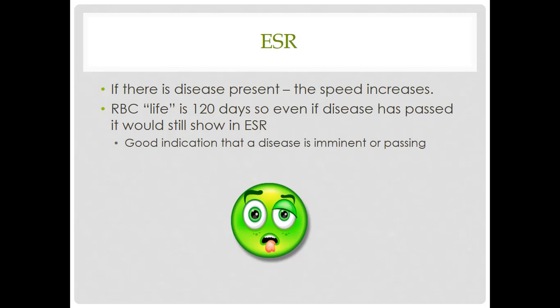A red blood cell life is 120 days, so even if the disease has passed, it will still show in the estimated SED rate. So you could have had the flu 2 weeks ago, but the estimated SED rate reading will show that you've got some sort of inflammation going on because it's affected. It has damaged the red blood cells 2 weeks ago, and of course they still hold that damage until the end of their life, 120 days. It's a good indication that disease is imminent or passing.